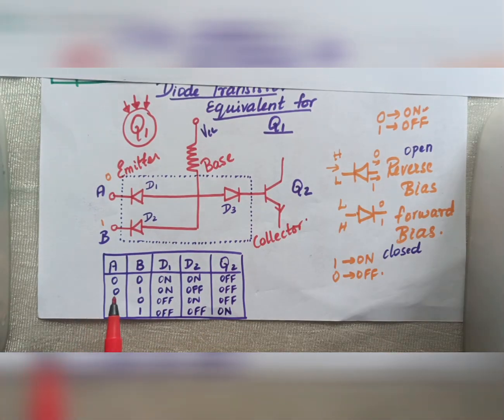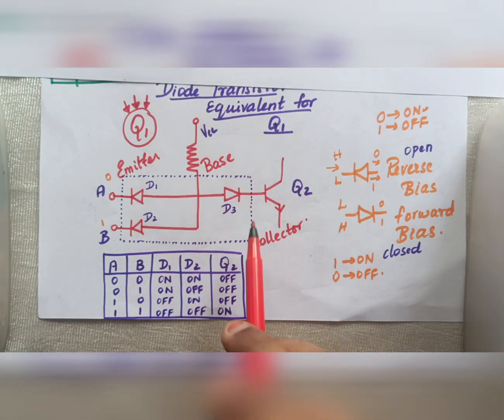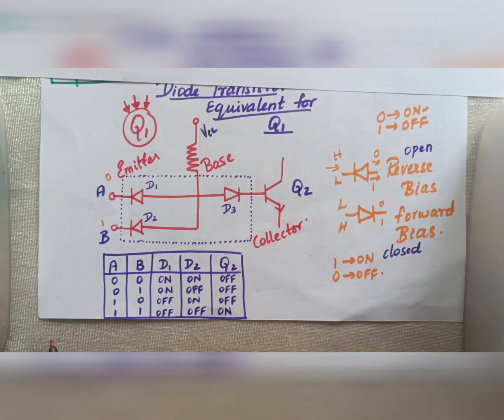Again, when A is 0 and B is 1, what will we have? D1 will be on and D2 will be off. What will Q2 be? Q2 will be off. Similarly, when A is 1 and B is 0, my D1 will be off, D2 will be on, and Q2 will be off. When my inputs are 1 and 1, my D1 will be off, D2 will be off. At that time, all the current can flow through D3 and it can trigger Q2, short circuit Q2. So when any of my inputs is 0, Q2 is off. When both are 1, my Q2 is on.